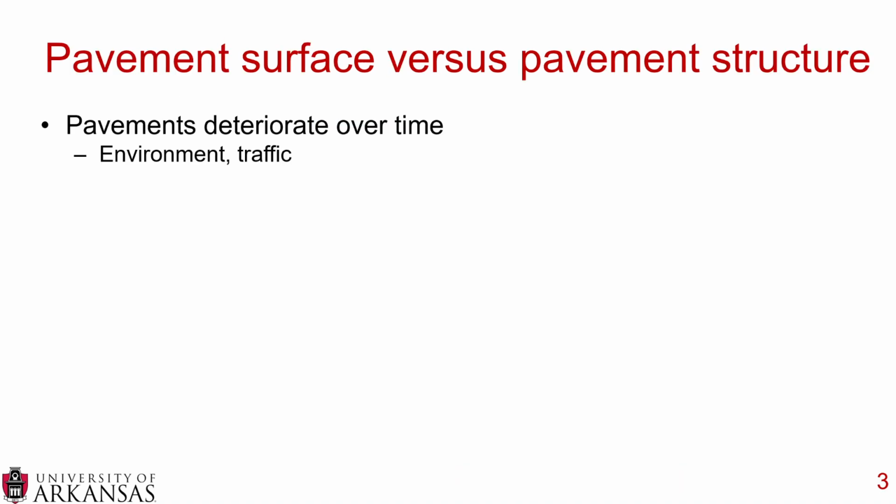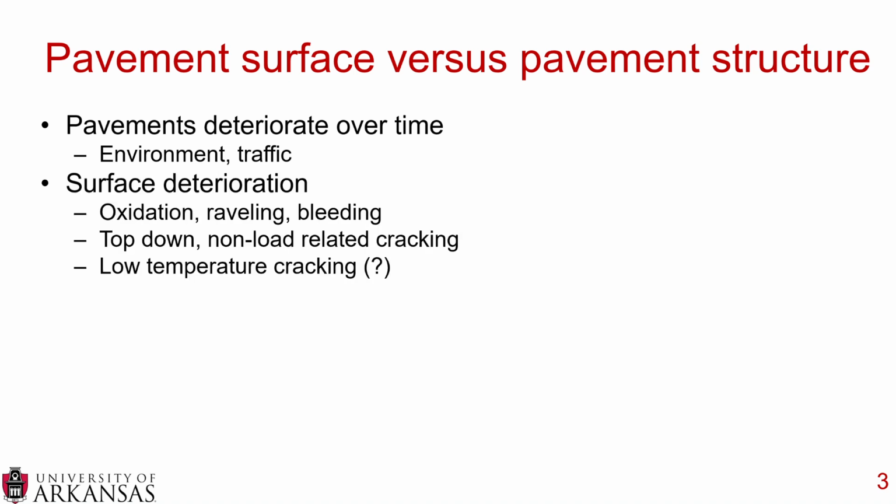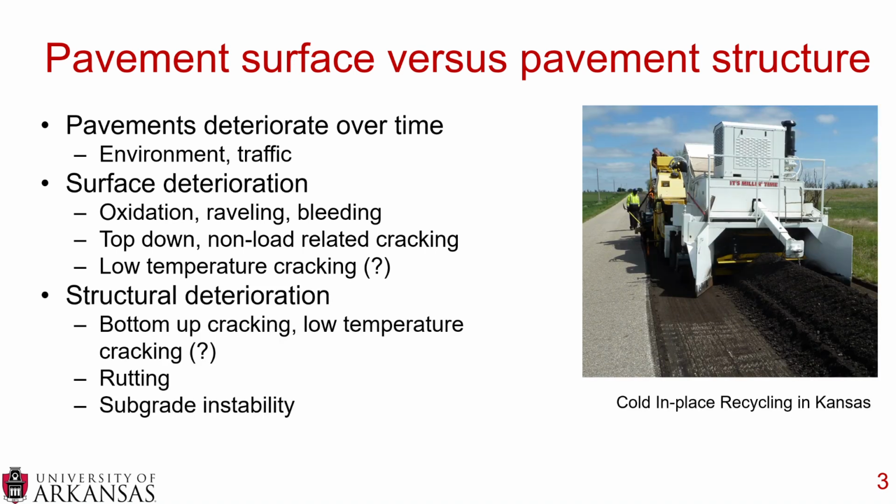So we're talking about surface versus structure, pavement surface versus pavement structure. We all know that pavements deteriorate over time, and this is due to both the environment and traffic loadings. And I defined surface deterioration including oxidation, raveling, and bleeding, top-down and non-load related cracking, and maybe low temperature cracking. This is kind of an in-between between surface and structural.